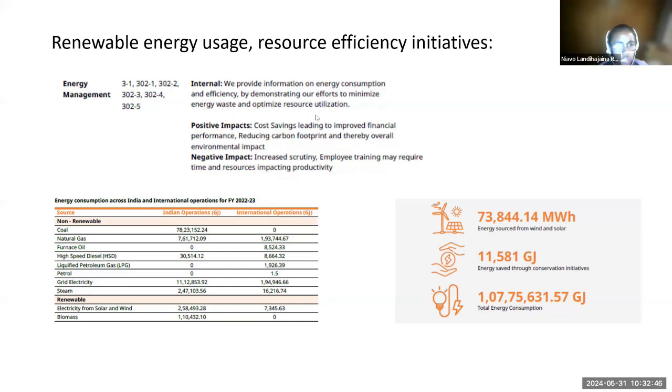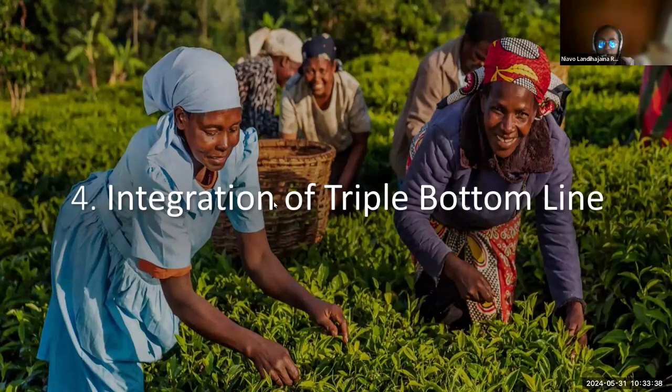Across different regions, we can see the main sources of energy used by the company. From this calculation, we can see that they use non-renewable energy, mainly natural gas and grid electricity, but they try to complement this use of non-renewable energy with energy from solar and wind. And this is the energy used from the solar and wind energy. So this helps to reduce carbon emissions. You can move.